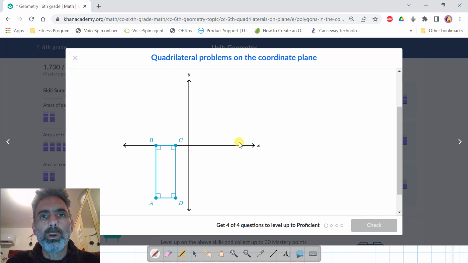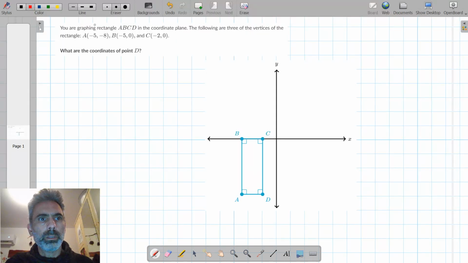Hello, in this video I'm going to do this practice, quadrilateral problems on the coordinate plane. Okay, so the first question is, you are graphing rectangle ABCD in the coordinate plane. The following are three of the vertices of the rectangle.